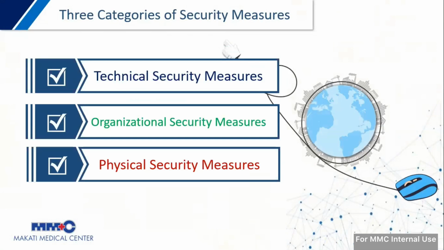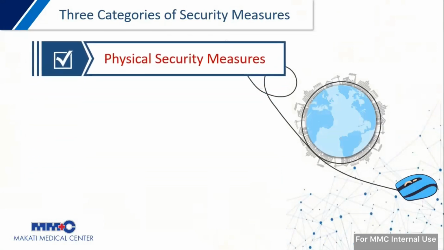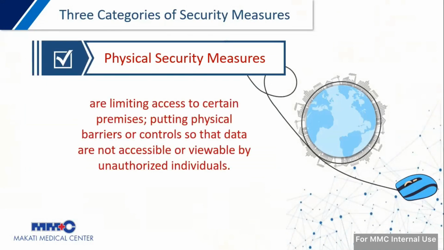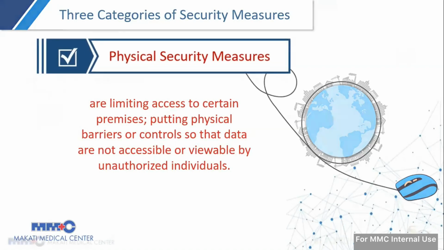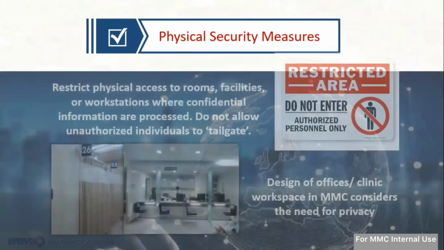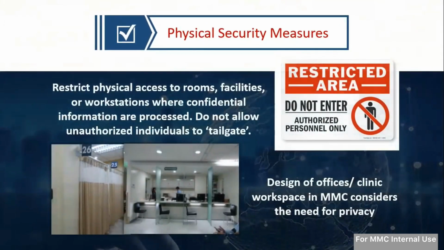Last stop is physical security measures. Physical security measures are limiting access to certain premises, putting physical barriers or controls so that data are not accessible or viewable by unauthorized individuals. Restrict physical access to rooms, facilities, or workstations where confidential information is processed. Do not allow unauthorized individuals to tailgate.